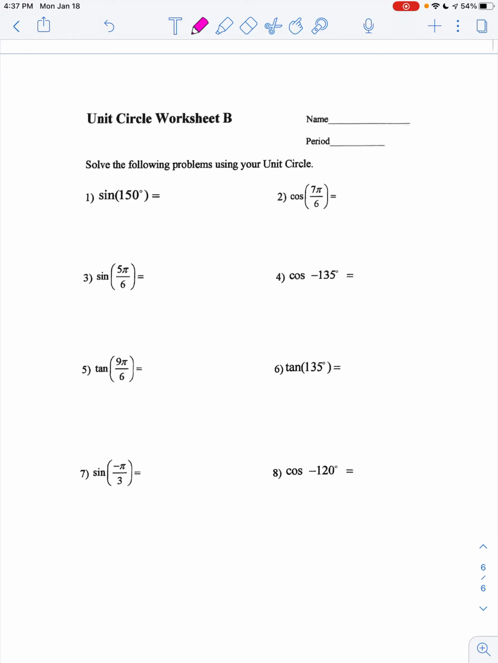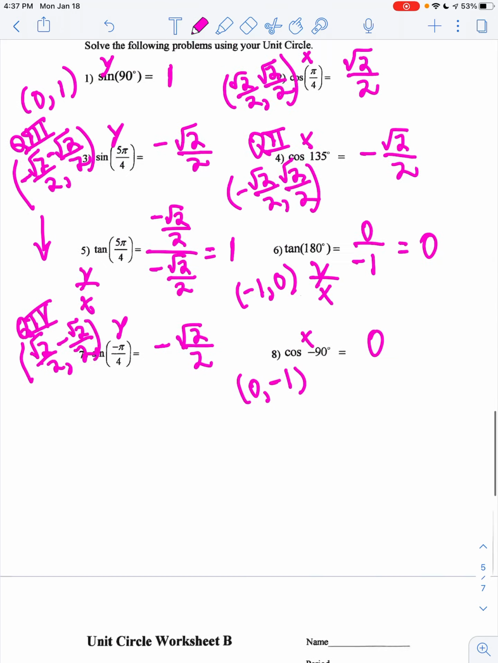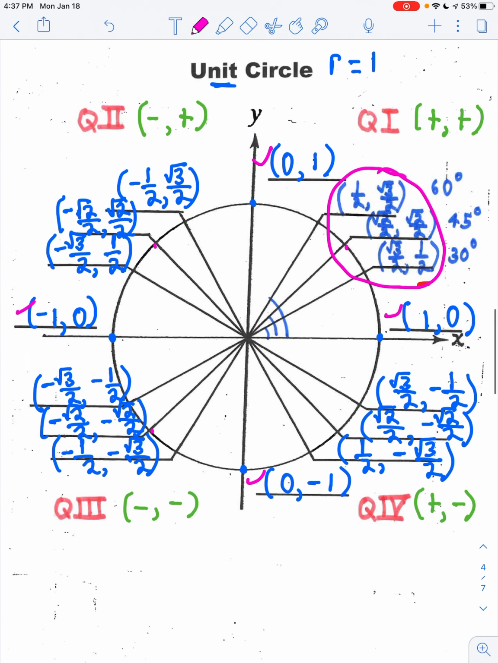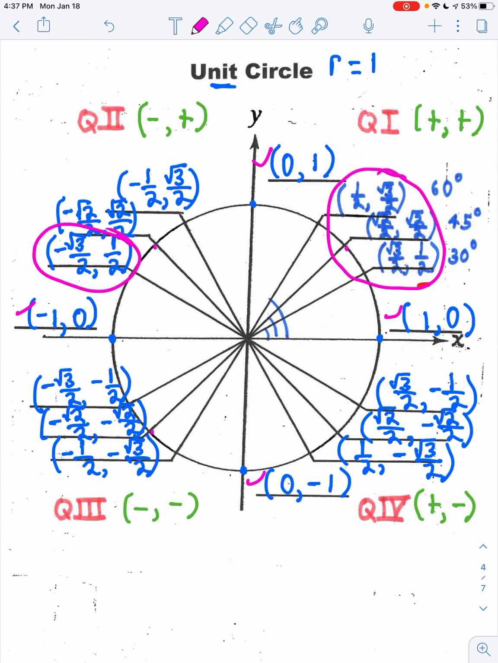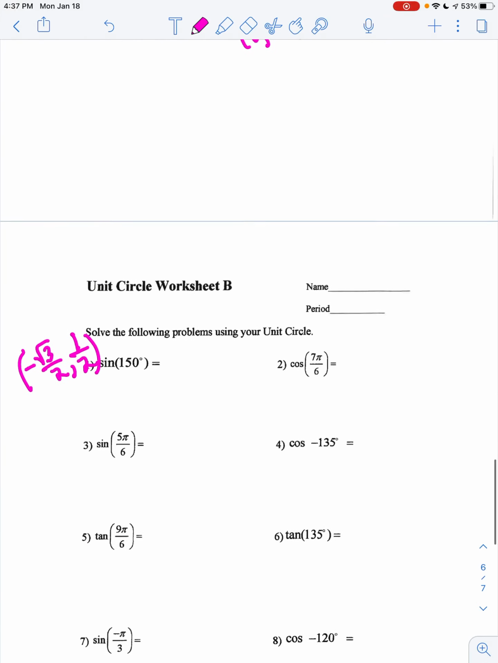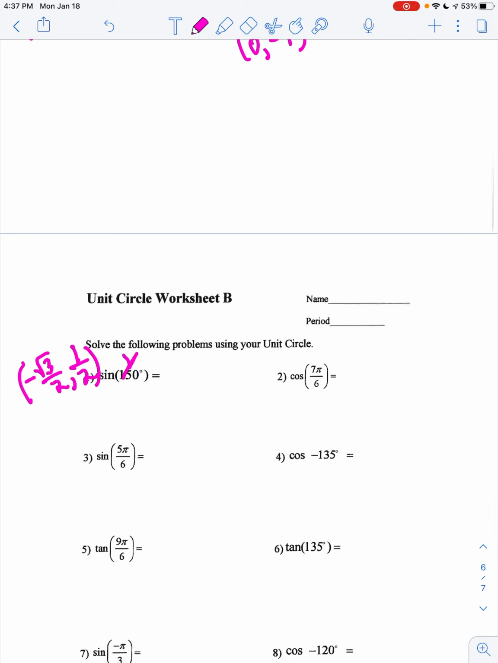150 degrees. Now you may have to think, where is that? That's 30 degrees less than 180, so that's really 5 pi over 6. And our ordered pair there, if you want to look, is negative square root of 3 over 2, comma, 1/2. It's all the way up here. It's this ordered pair right here. And so we have to understand that sine is y, so that's 1/2.